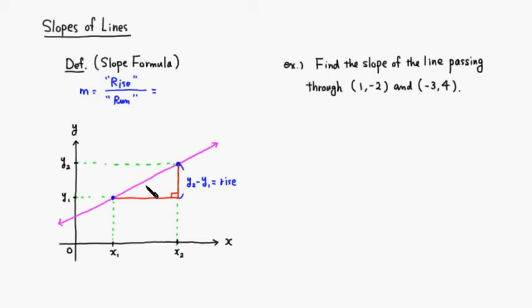Then run is how far you move horizontally. You can see that this is our run, and that's going to be the difference between x2 and x1, so x2 minus x1. So the slope formula is simply rise, y2 minus y1, over run, x2 minus x1. That's the slope formula.